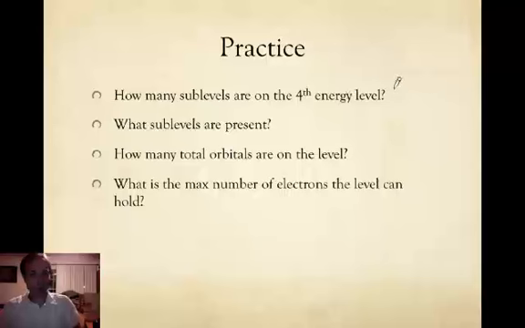Okay, how many sublevels? Well, fourth energy level, that means 4 sublevels. What are they? S, P, D, and F. Okay, that's the order. That's as high as we need to know. We don't need to know beyond the 4th energy level. Okay, how many total orbitals are on this level? Our equation is n squared. So that means 4 squared, which gives us 16 orbitals. Okay, what's the maximum number of electrons this level can hold? We take the number of orbitals, 16, multiply it times 2, we get 32 electrons.